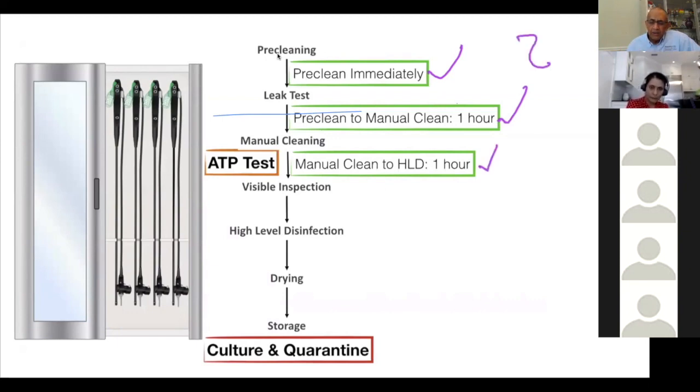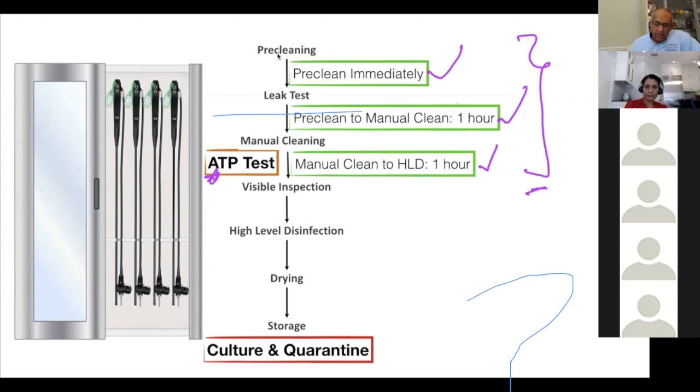In order to do this, you need to figure out your workflow and your setup. If you can make it happen, you're not wasting a lot of resources. You're just changing your logistics of how you operate. That's one. The second one is I would implement an ATP test for all the scopes, or periodically, to check that the scope passed the ATP test before it goes into high-level disinfection.